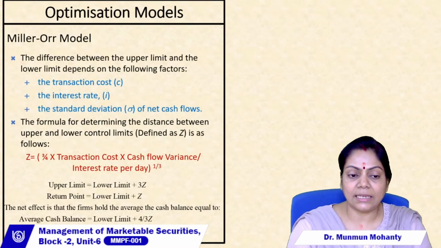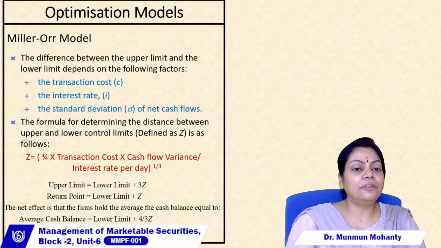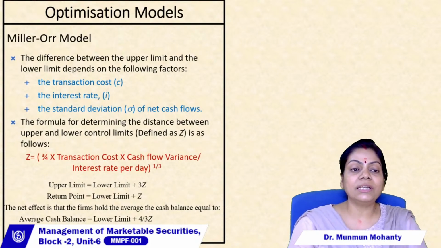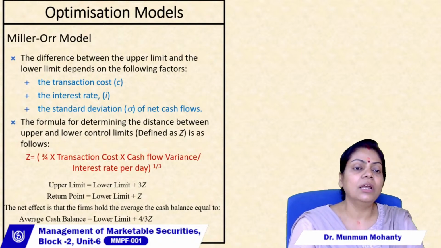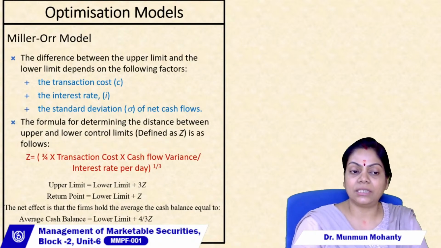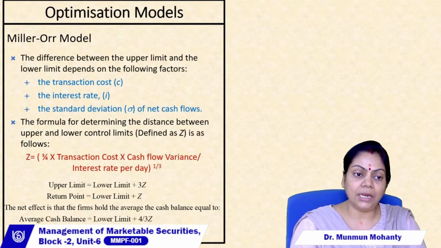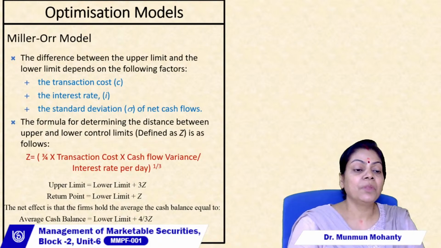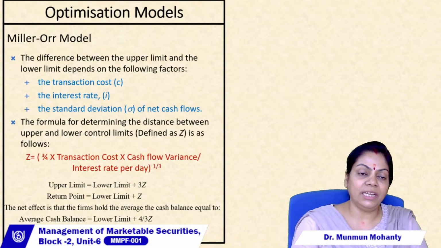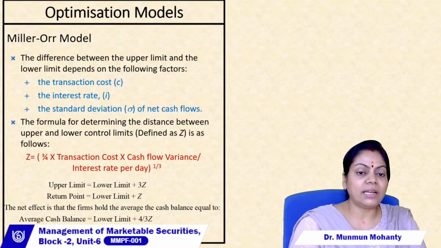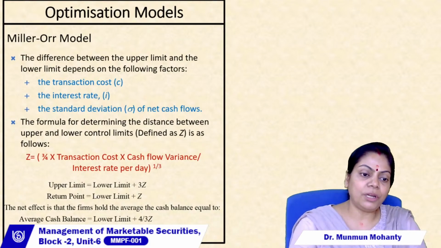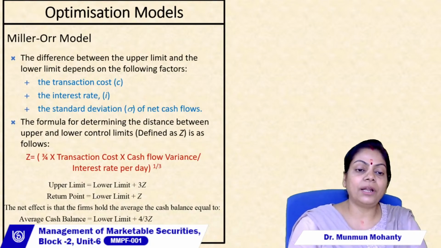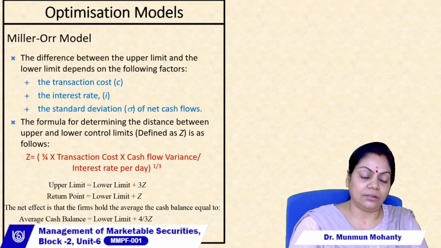Okay, and this has a complicated solution. Now, what does the Miller and Orr model say? The difference between the upper limit and the lower limit depends on several factors. What are the factors? Number one, the transaction cost, designated as C, the interest rate designated as I, and the standard deviation, the Greek letter sigma, of the net daily cash flows. Now the formula used to determine the distance between the upper and lower limit, which we normally call Z.